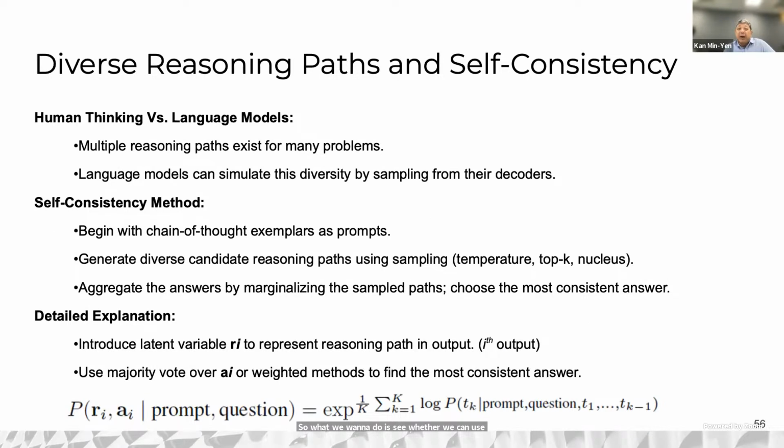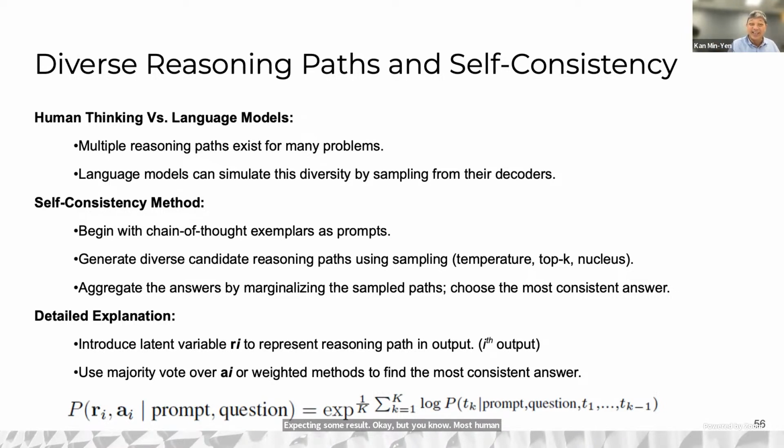So, diverse reasoning paths and self-consistency: human thinking versus language models. We think in different ways because humans are self-prompted. We can look at different directions and paths. Sometimes you try one thing. They say insanity is doing the same thing over and over again, expecting a different result. Most humans luckily are not that insane, but most AI are.